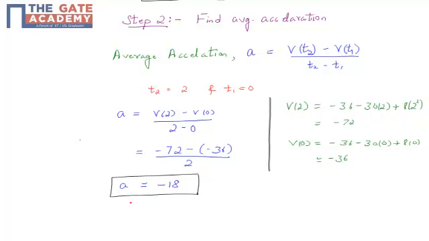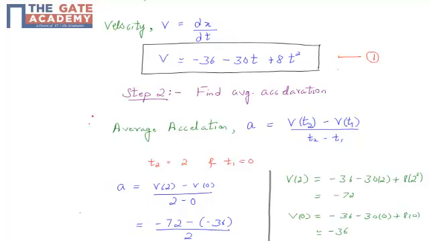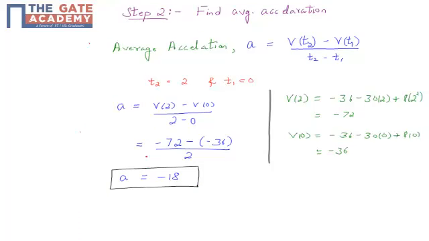This is our final answer. When we are given such a problem, we will solve it in 2 steps. The first step would be computing the equation of velocity. Then in the next step we would compute average acceleration as (v(t2) - v(t1)) divided by (t2 - t1), and in our case we got our final answer as -18.